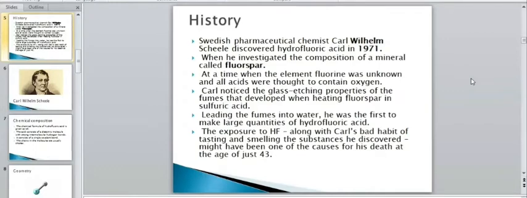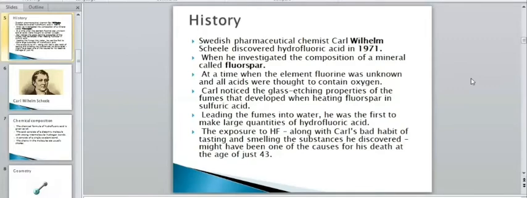Now, what happened was when Carl was heating fluorspar and sulfuric acid, he noticed some fumes that were reacting with glass. So, leading the fumes into water, he was the first to make large quantities of hydrofluoric acid. When he dissolved those fumes into water, hydrofluoric acid was produced. The exposure to hydrofluoric acid, along with Carl's bad habit of tasting and smelling the substances he discovered, might have been one of the causes of his death at the age of just 43.